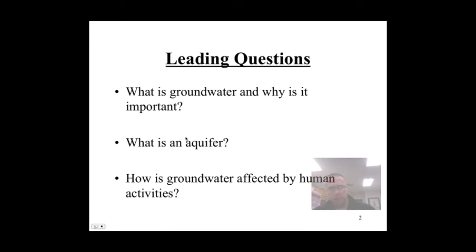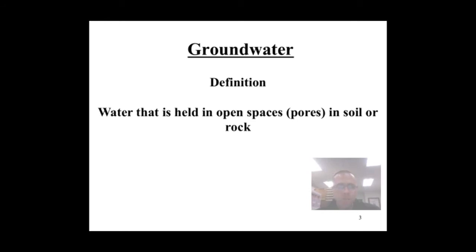Alright, groundwater and aquifers. So we had three leading questions there on the front page. What's groundwater and why is it important? What is an aquifer exactly? And how is groundwater affected by human activities? So first off, groundwater definition. Water that's held in pore spaces, or I should say open spaces, which we'll call pore spaces, in soil or rock. These are the little spaces between each granule of, say, sand or gravel, a certain type of rock, something like that.